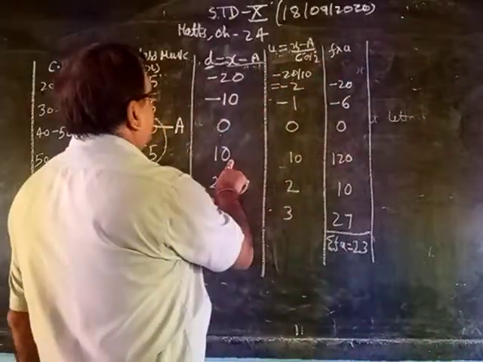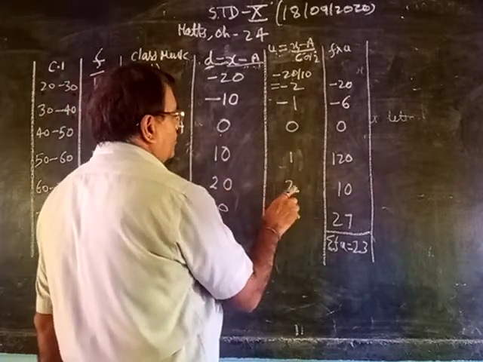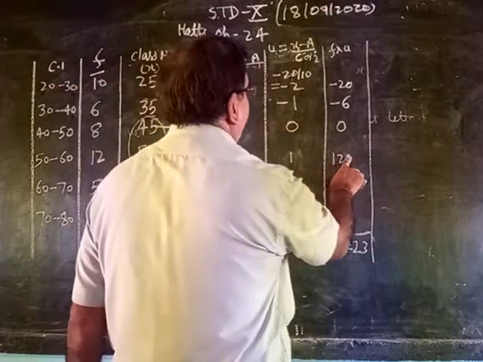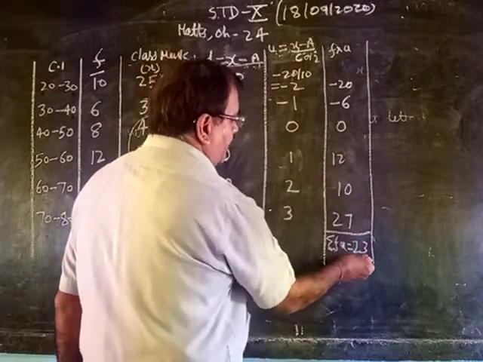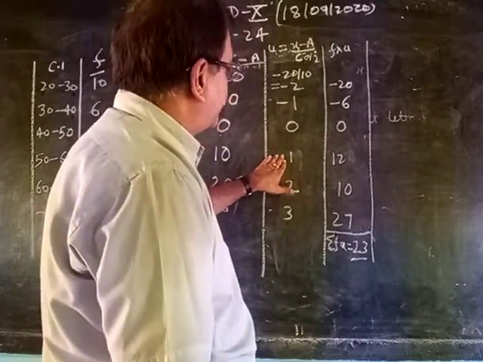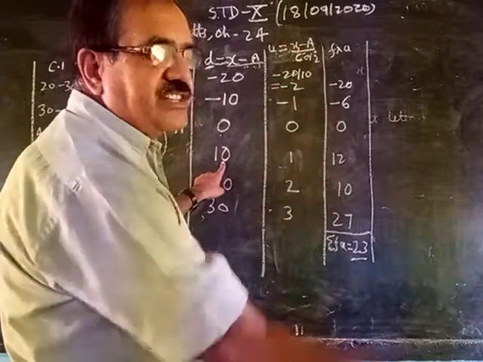Sorry, here 10 divided by 10 is 1, 20 divided by 10 is 2, and 30 divided by 10 is 3. So here it will be 12, and the value is coming to 23. Sorry, this mistake was there. I had actually written 10 divided by class size 10, that is 1.